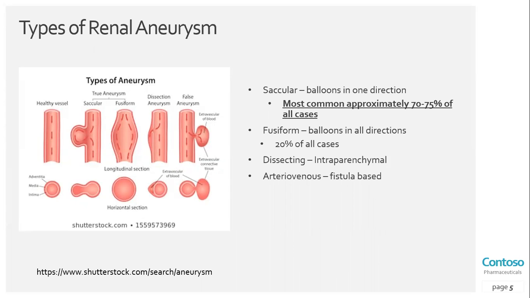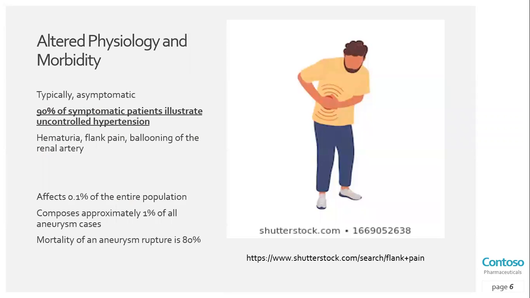Dissecting aneurysms, which are interparenchymal between the layers of the vascular tissue of the endothelium, the tunica intima, the tunica media, and the tunica externa. And arteriovenous, which are fistula-based between the artery and the vein, and that's typically from repetitive needle access for those that have diabetes. So moving forward, altered pathology and morbidity.